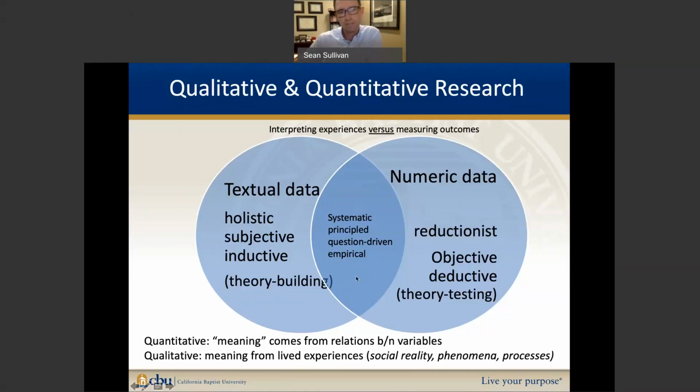So if we look into the middle of this Venn diagram, we see that both systems of research care about being systematic. They are both empirical, meaning they both collect data. They just collect different types of data, and they're both principled and driven by the question. But quantitative data seeks meaning by examining variables and the strength of the relationship between variables, or the strength of the impact of the independent variable on the dependent variable. Whereas qualitative research establishes meaning through the lived experiences and the social reality that the participants provide for the researcher. So meaning comes from a different focus on data collection and data analysis.